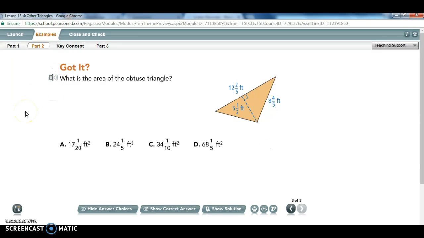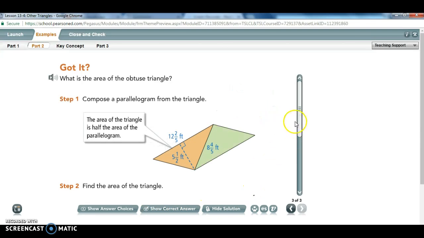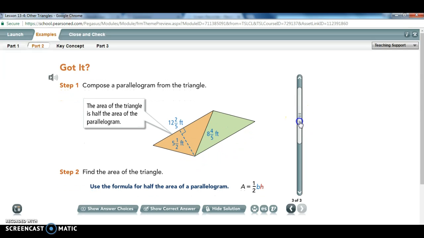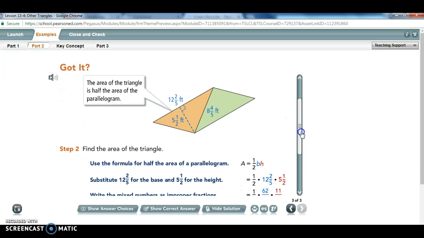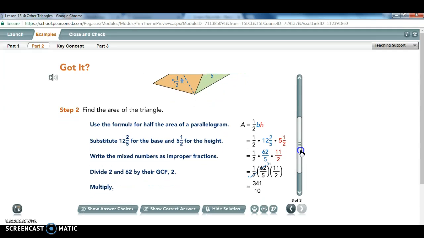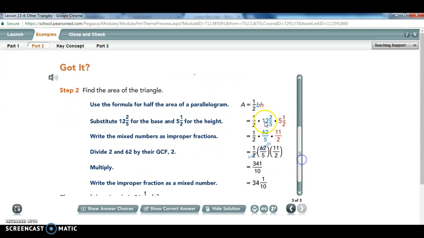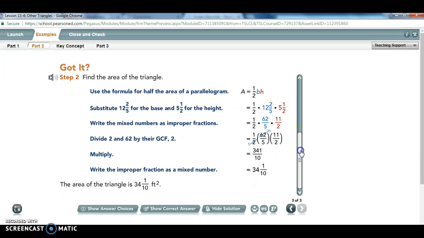What is the area of the obtuse triangle? The correct answer is C, 34 1/10 feet squared. And here's how we get that. Compose your parallelogram so you can multiply base times height and then divide it by 2. What this has us doing is multiplying 1/2 times base times height. Again, both ways will give you that same answer of 34 1/10 feet squared.